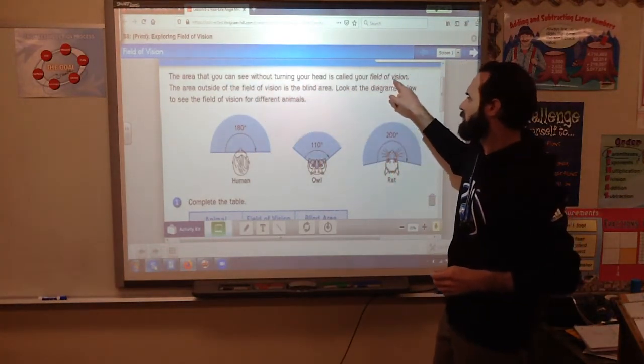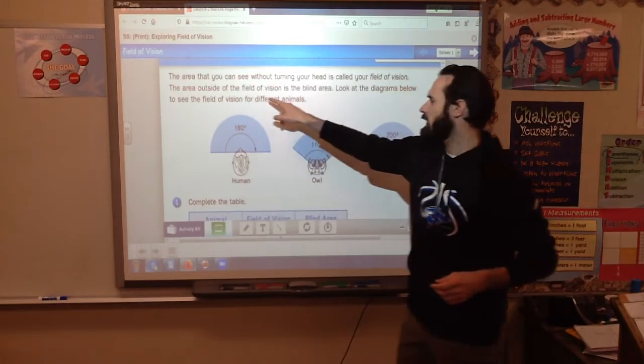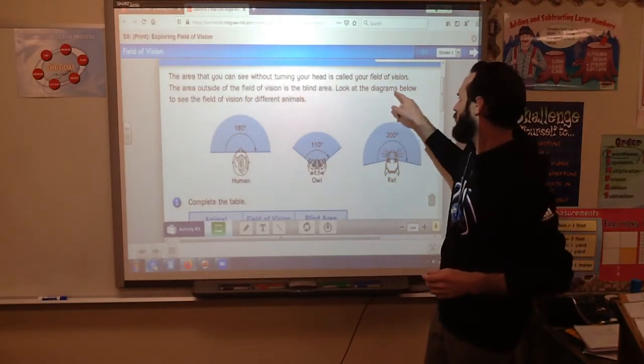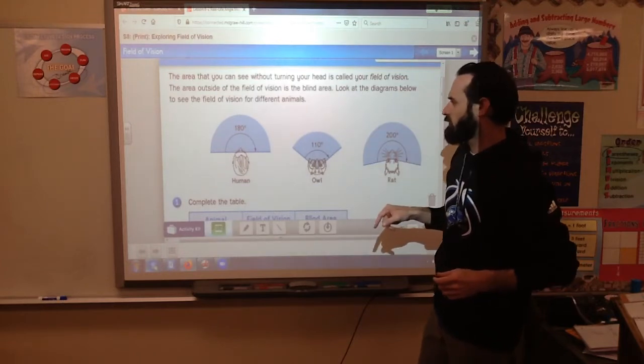So taking a look at this, it says the area that you can see without turning your head is called your field of vision. The area outside of the field of vision is the blind area. Look at the diagrams below to see the field of vision for different animals.